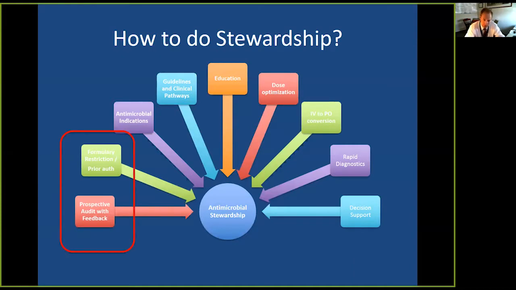The two pillars of stewardship when you read the guidelines are what's called formulary restriction or prior authorization. That's one pillar. And then prospective audit with intervention and feedback. That's another pillar. And we're going to talk about what these things are. In all honesty, these two pillars were created in big academic medical centers where there's ID pharmacists and ID consultation. And so do they go over to the small critical access hospital without ID pharmacists and physicians? Yeah, they still do, but you may have to take a little bit of a different twist on them. So we really definitely want to highlight what these things are.